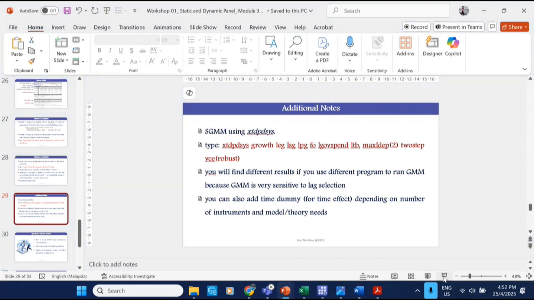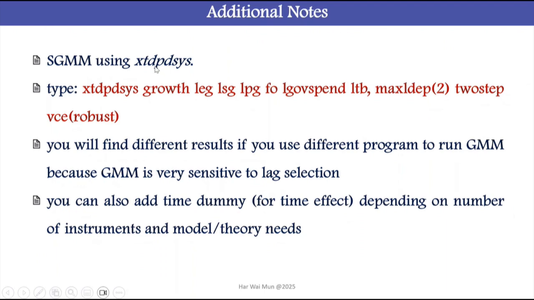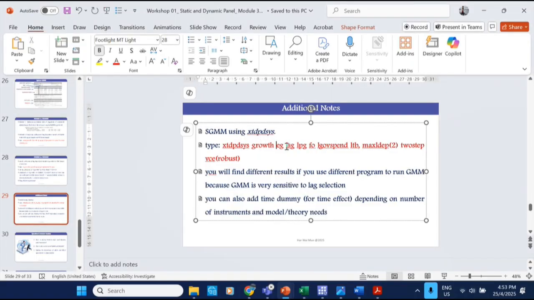Alternatively, you can use the xtdpdsys command to run your system GMM. It is still about the same concept. You have the command word first, followed by your model or equation, with the dependent variable. Then this one I copied from a different example, followed by your independent variable and then your control variables. So it's the same thing.